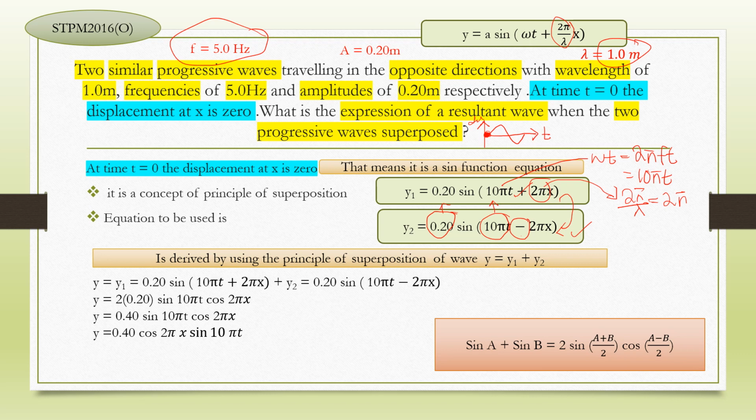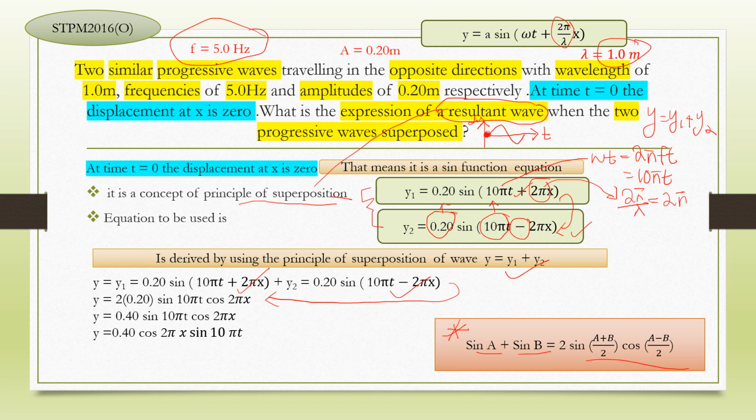Now what I must do is use the principle of superposition in order to find the resultant wave, which is y equals y1 plus y2. So now, this is correct. Here y1 plus y2. So once I add this, how do I go to the next step? I must use my maths concept, my prior knowledge: sine A plus sine B equals this.